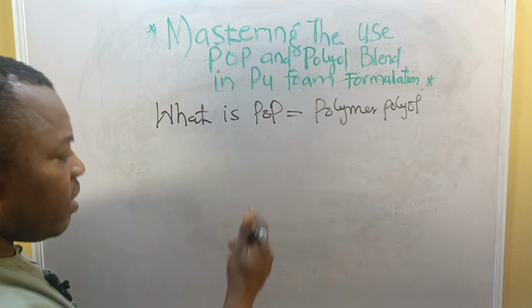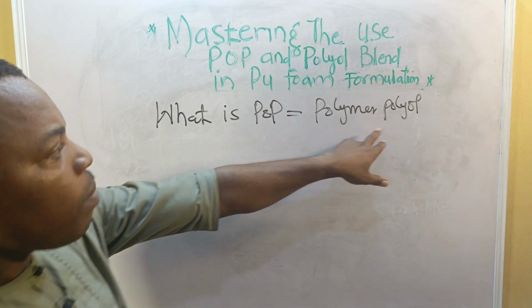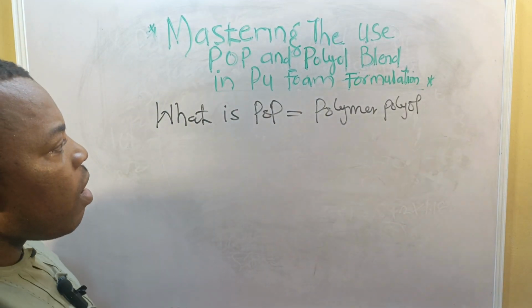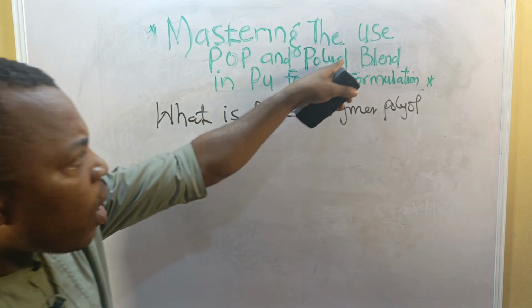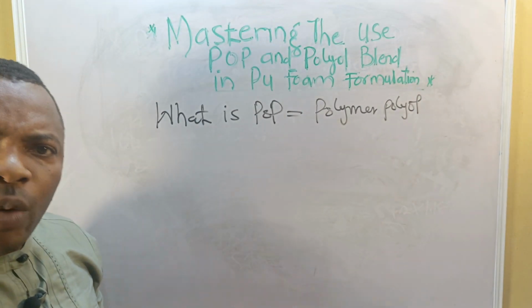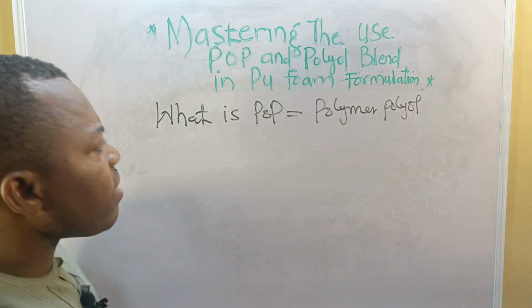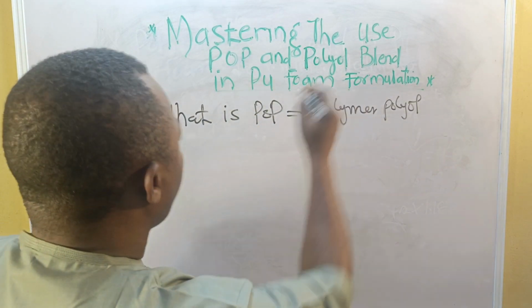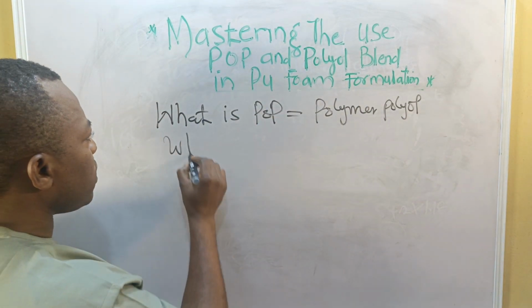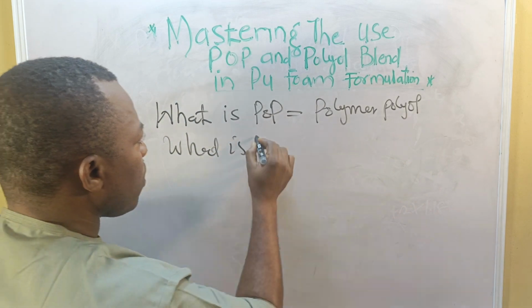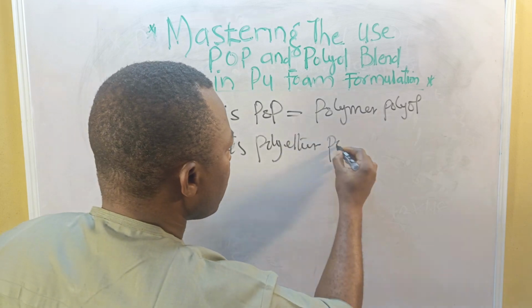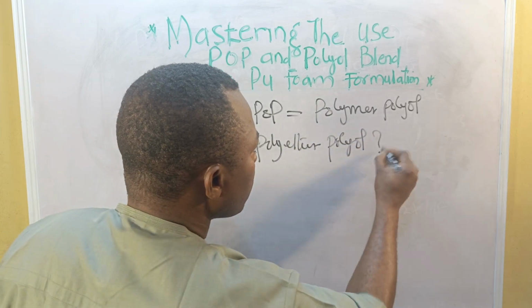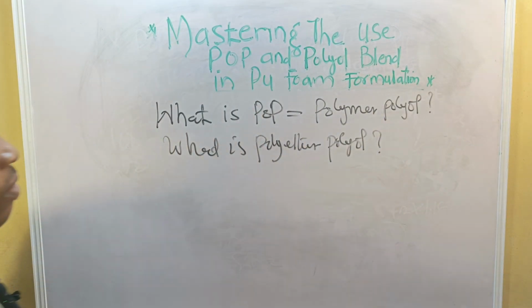Now, let's look at this. What is POP? It's called polymer polyol. Now, polymer polyol, how? Is the other one not a polymer product? The answer is yes. So in this case, we also have polyether polyol. Now, what is polyether polyol? So you see them there.